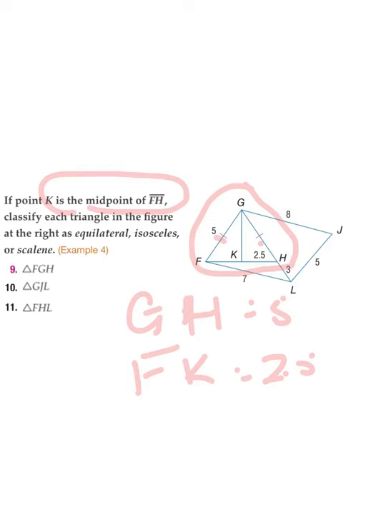So you've got two triangles, you've got a triangle with two equal sides. And you also know that if FK is 2.5 and KH is 2.5, then FH must also equal 5. So in theory, you've got three sides all equal to 5, so it's an equilateral.